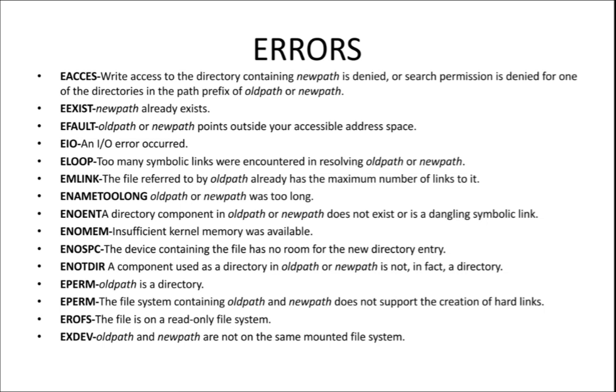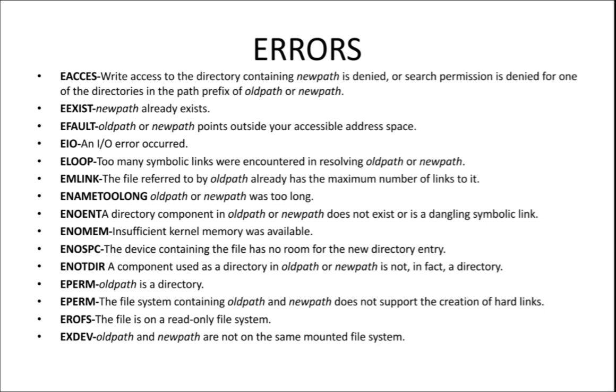Next, if you create the new path that already exists, it's going to display the error as EEXIST. Next, EFAULT: old or new path points outside your accessible address space. So you are trying to find out the paths that are not within your address space. It's going to display it as EFAULT. EIO: an IO error occurred. If you try to do an input operation for a file that is not there, it's going to display an IO error.